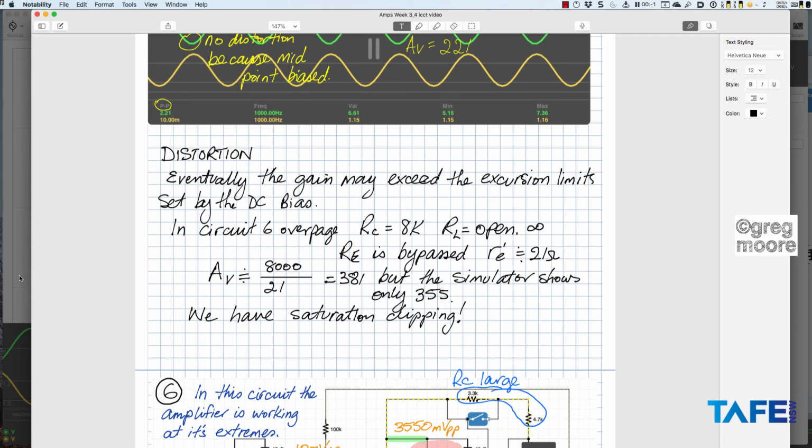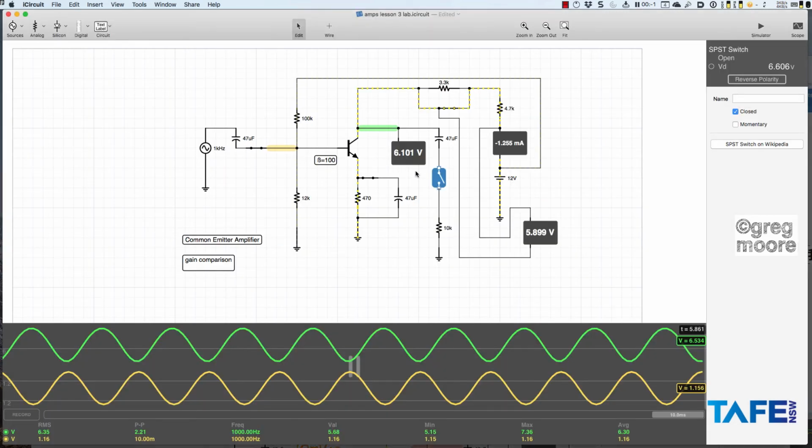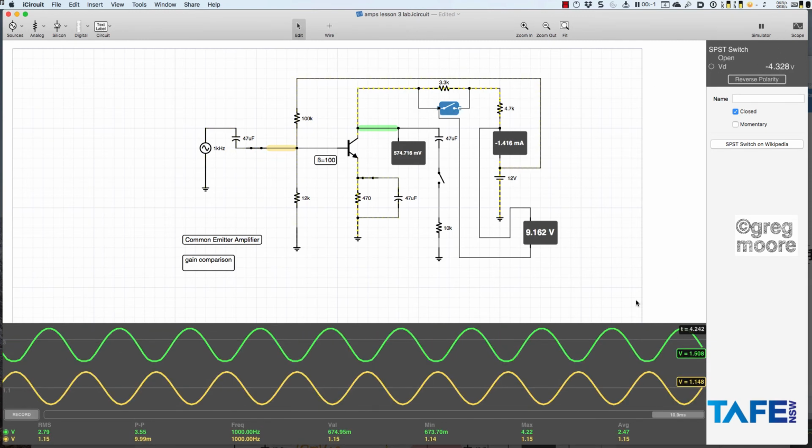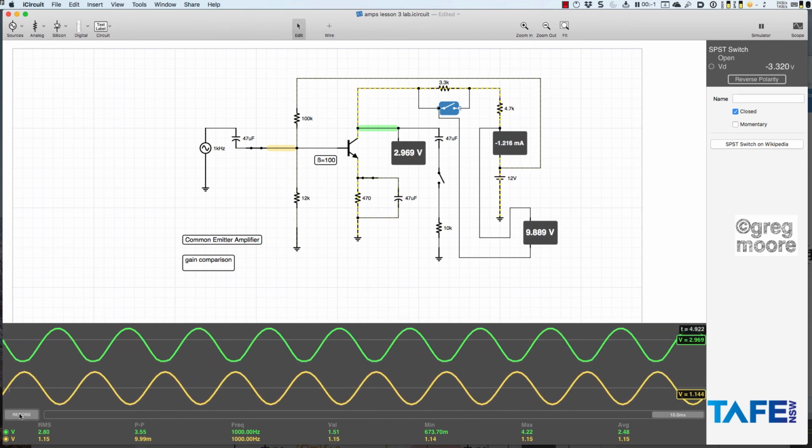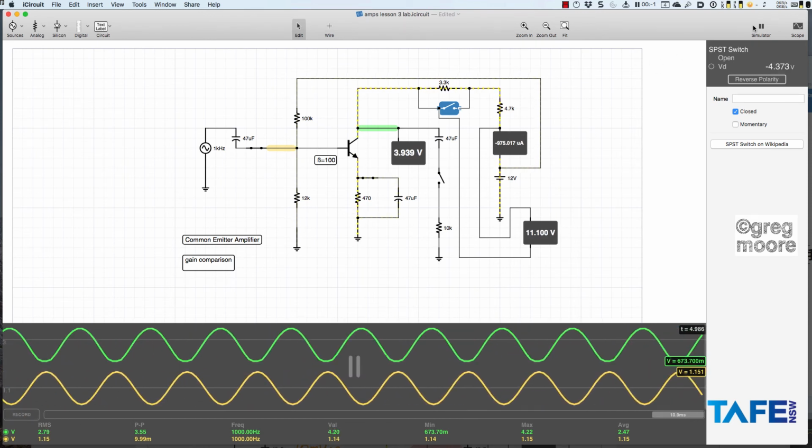Why is that? Let's go and have a look at the simulator running to start with. So we open that, run the simulator. Okay, the simulator's settled down. I can pause that. I'll stop that, and I've got 3.55 volts, so 3,550 millivolts peak to peak here, 10 millivolts there. That's a pretty big gain of 355 times. But look at the bottom of the waveform.